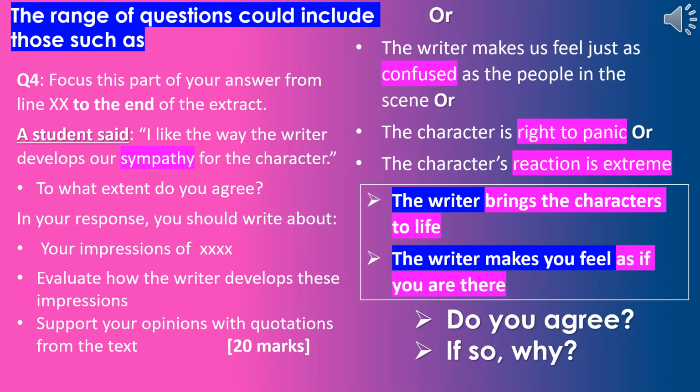Other things that you could be asked to do, for example, from past papers or sample papers include: the writer makes us feel just as confused as the people in the scene, or the character is right to panic, or the character's reaction is extreme. Today we're going to be talking about bringing the characters to life and making it feel as if you're there, and you have to say whether you agree and why.